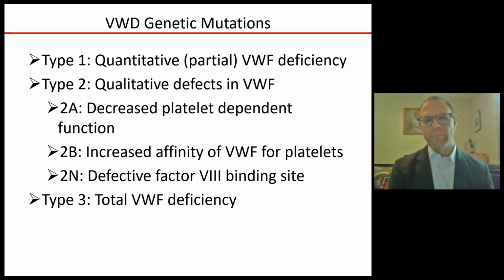Type 2N, I think, is very interesting because the mutation in the von Willebrand factor gene is in the area that binds von Willebrand factor to factor VIII, where it stabilizes factor VIII, but in type 2N, it's not able to do that. So these are patients that look like hemophilia A patients because their factor VIII levels are so low.